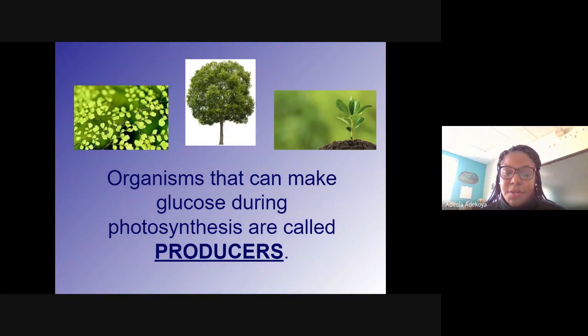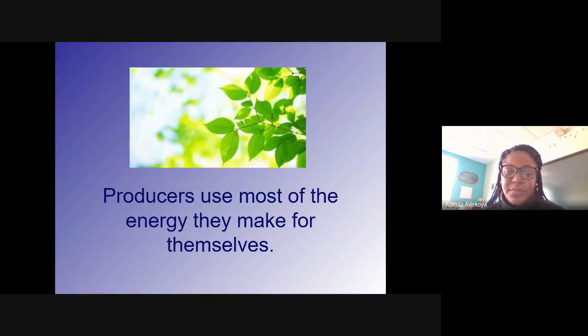Organisms that can make glucose during photosynthesis are called producers, all right? And we remember that producers, like the word produce, means to make. Plants are producers. They produce or make their own food. So again, the food chain starts off with the sun and then passes on energy to the producers. Producers use most of the energy they make for themselves.